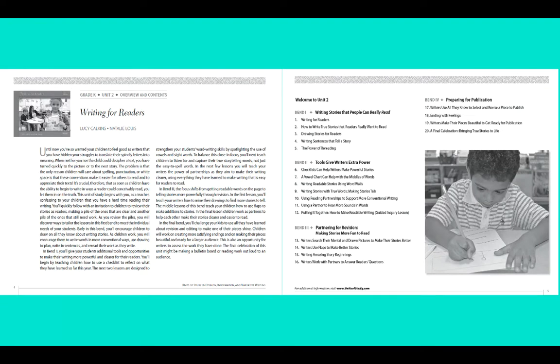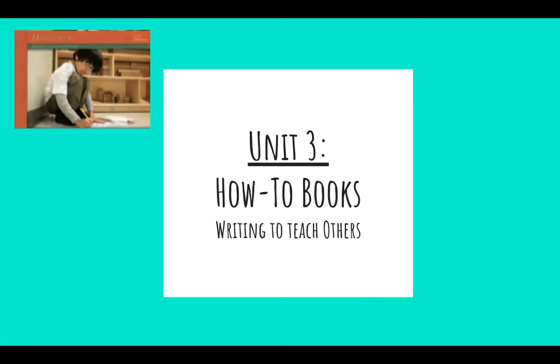Again, you will see an overview for the second unit in the kit. Unit 2 is titled Writing for Readers. This unit is solely dedicated to narrative writing. A summary of this unit is provided on page 4, with page 5 detailing the bends and sessions. There are 4 bends for this unit and a total of 20 sessions. Session names are listed so that you can see teaching points for the unit. Turn to page 6 to 7.